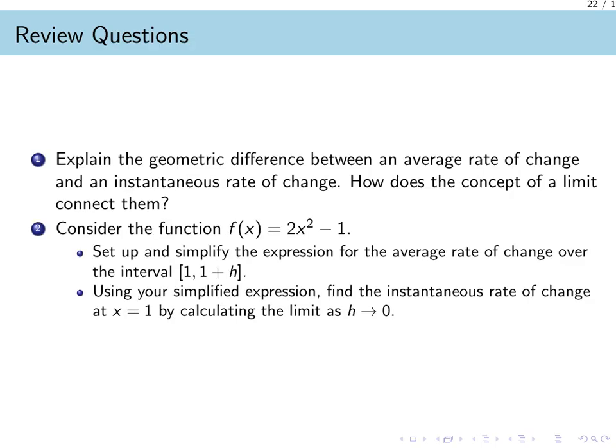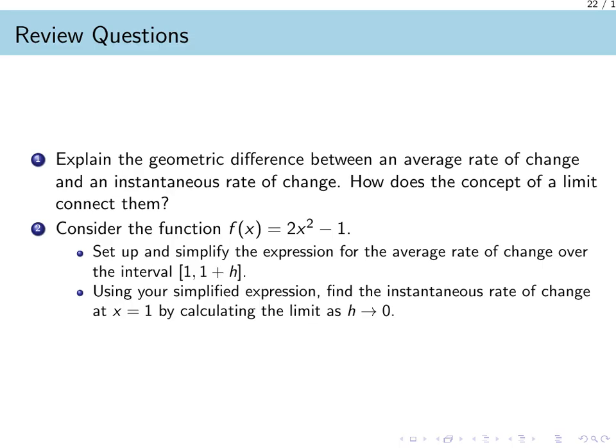To wrap up, let us work through two questions that will help solidify your understanding of how we measure rates of change. The first question is conceptual, asking you to explain the geometric difference between an average rate of change, which is the slope of a secant line between 2 points, and an instantaneous rate of change, which is the slope of a tangent line at a single point. You will then describe how a limit is the essential tool that connects these two ideas.